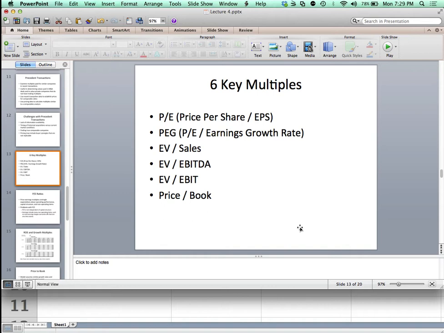Finally, price to book. Book is book value of equity. So that's how much the shareholders actually gave you. Price is the market price of that equity. So a price to book of 1 would tell you what? The book value of equity equals the market price. What does that tell you?